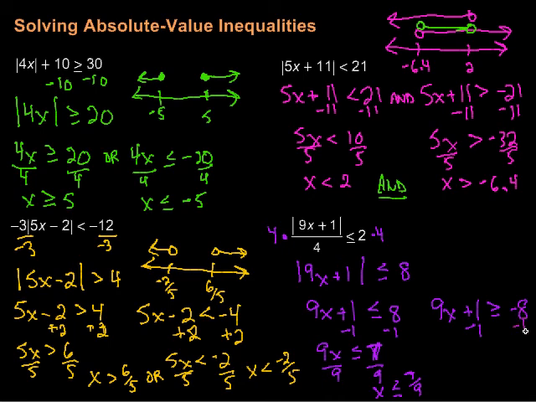Finally, this piece over here, again, solving, should be very comfortable with this, hopefully. 9x is greater than or equal to negative 8 minus 1, which is negative 9. Divide by 9. I'm struggling here at the end. So we have x is greater than or equal to negative 9 divided by a positive 9, which is negative 1.